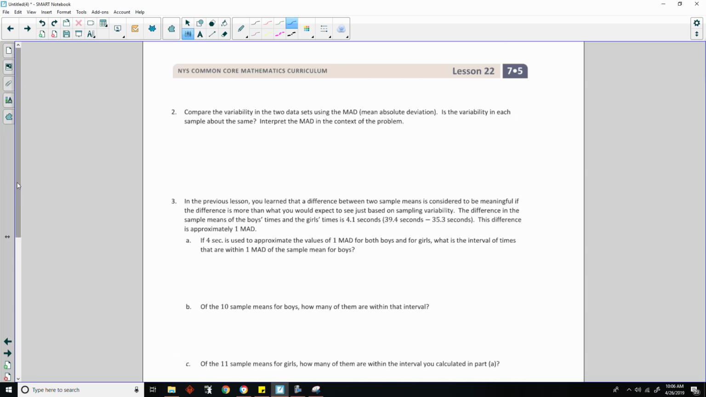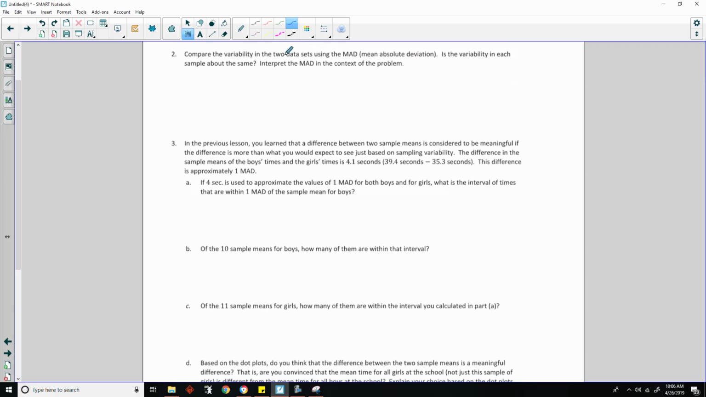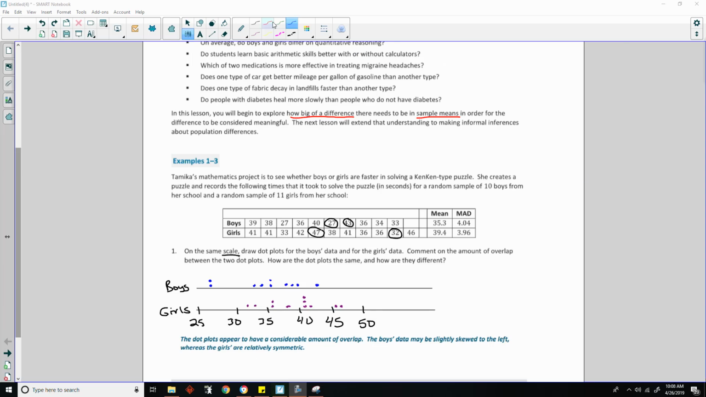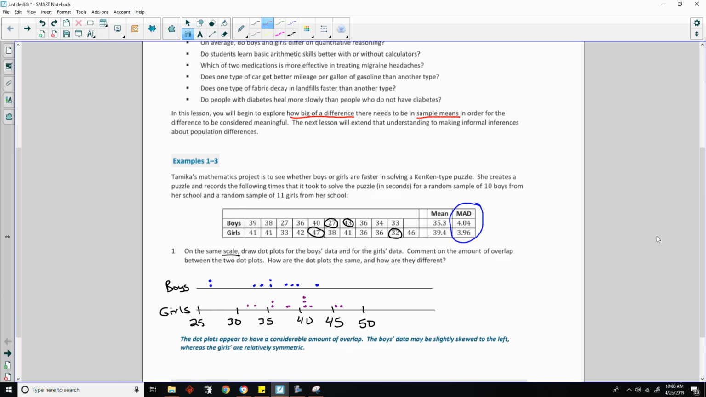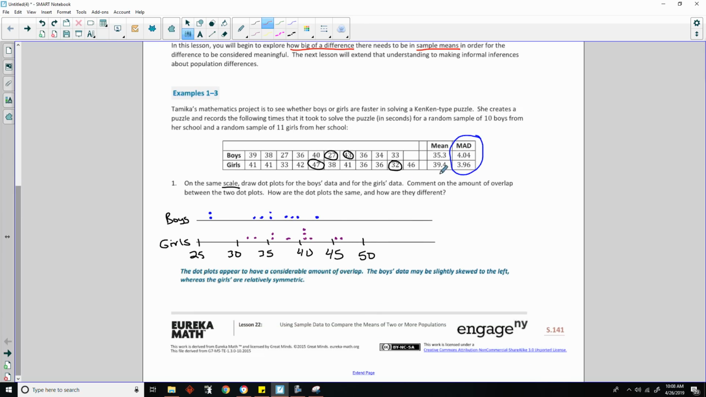Alrighty. Number 2. Compare the variability in the two data sets using MAD, mean absolute deviation. Is the variability in each sample about the same? Interpret the MAD in the context of the problem. Okay, so the mean absolute deviation, or MAD, were done for us right here, so we didn't have to calculate that. So we're going to just copy this over to the next page and answer questions about it.